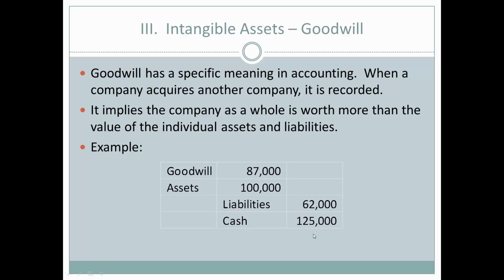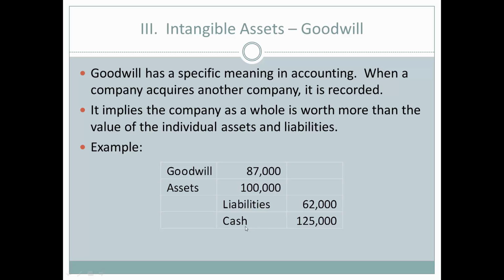We paid cash in the amount of $125,000 for this company, and the reason why we're willing to do this is because the company as a whole has a lot of benefits, and perhaps a customer base or perhaps executive employees that the acquiring company really likes, or some technology that the acquiring company really likes, and it's willing to pay a premium to purchase the company.